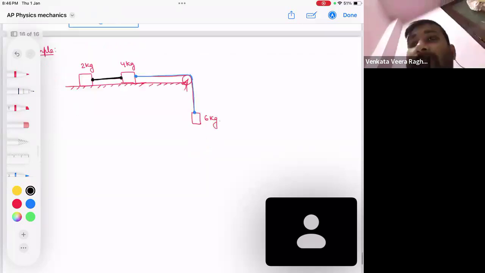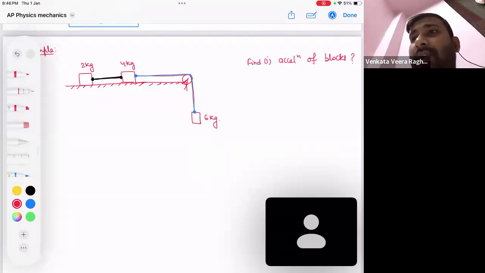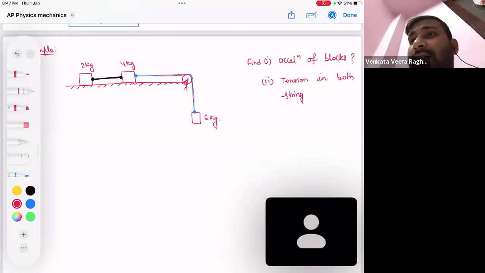So let's find out three things in this question. What are those? First, find the acceleration of the blocks. That is the same, isn't it? Because all are connected. Whatever the first one moves, the second one has to move the same. But here the tensions in the strings are going to be different. The tensions in both strings are T1 and T2, so we have to calculate them separately.